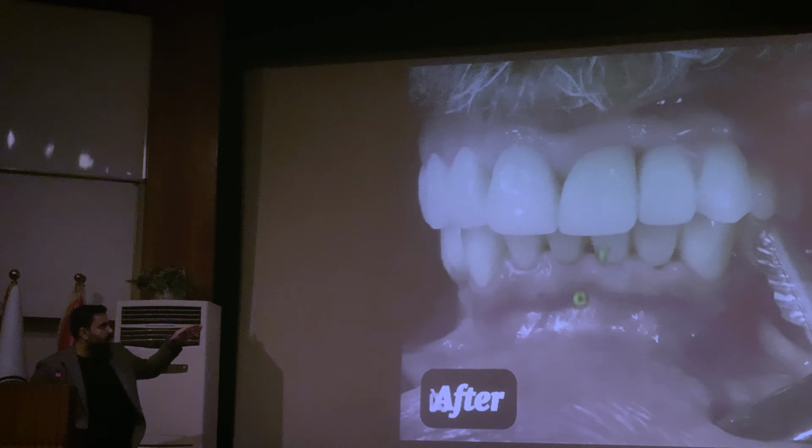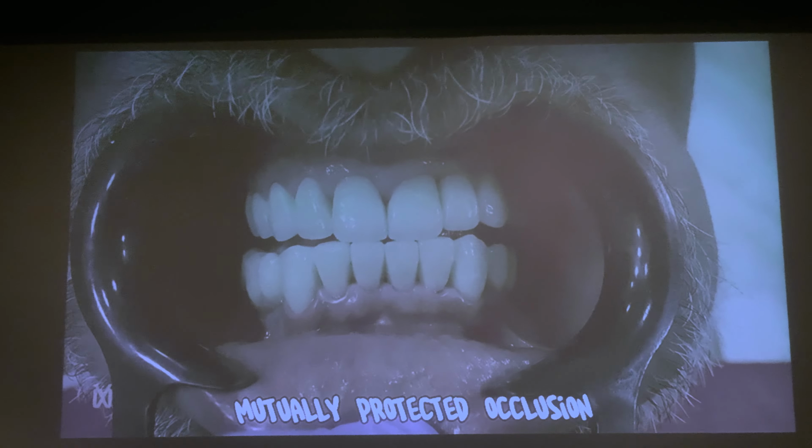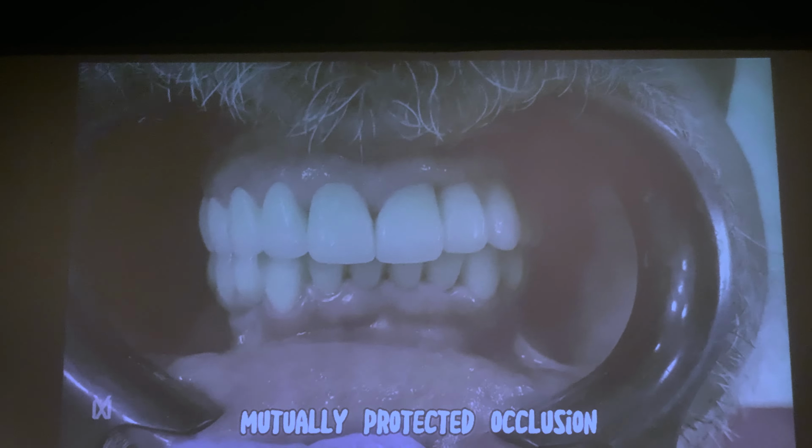Also for dynamic occlusion, this is the anterior guidance with the disclusion of posterior teeth. Canine guidance from both sides, and also it's very important to have smooth movement in all directions without any interference. This is the final smile, left and right side.